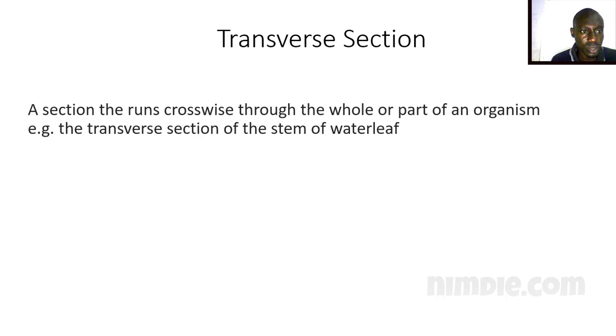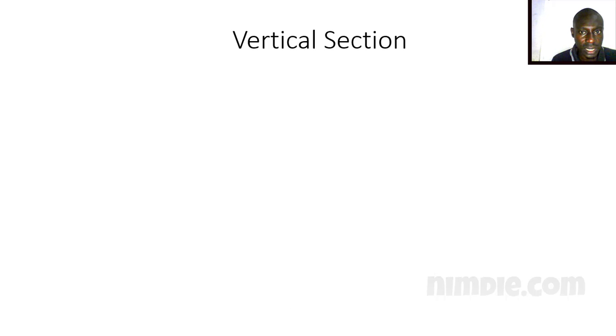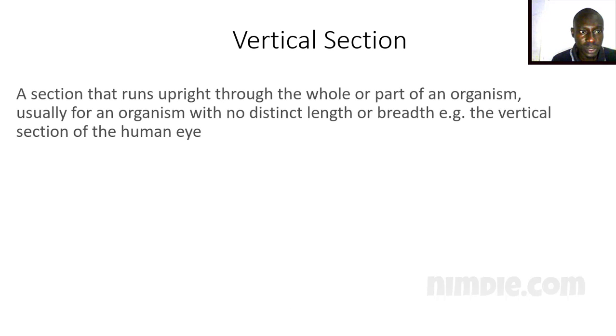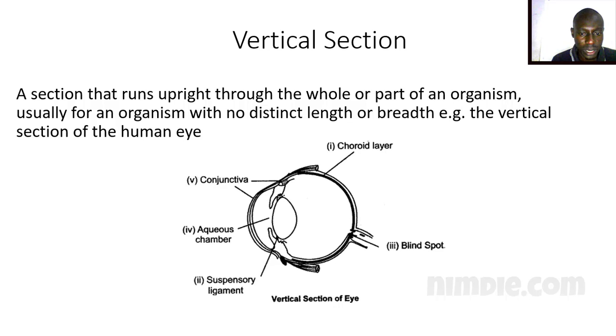Transverse section. This refers to a section that runs crosswise through the whole or part of an organism. Example, the transverse section of the stem of the water leaf. Vertical section refers to a section that runs upright through the whole or part of an organism, usually for an organism with no distinct length or breadth. Example, the human eye. You cannot say it has a length or a breadth. In that case, you refer to it as a vertical section, as you can see.